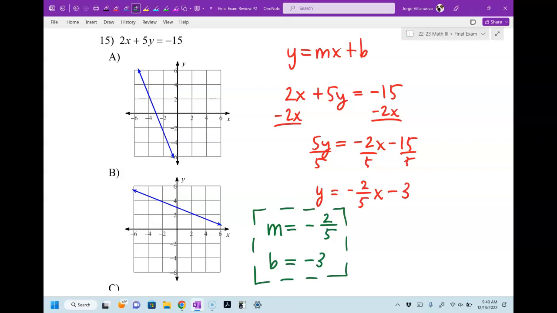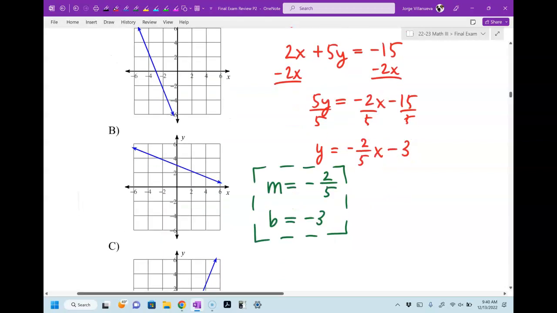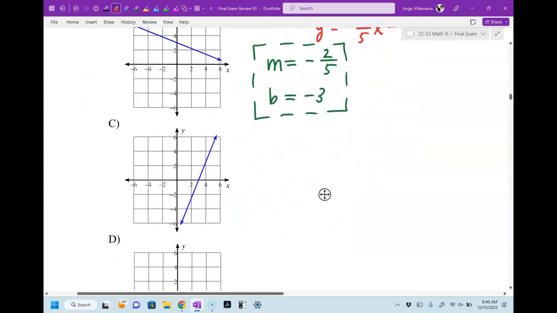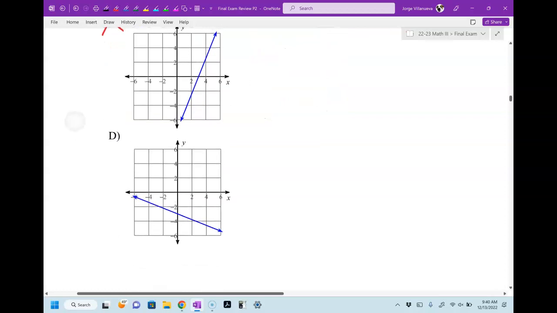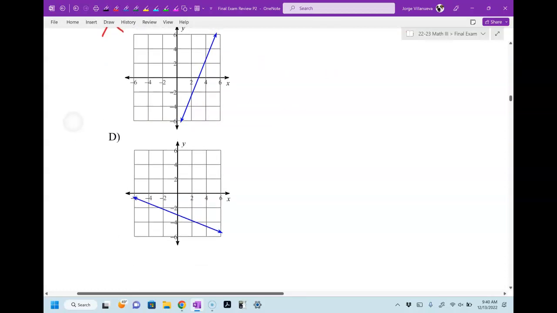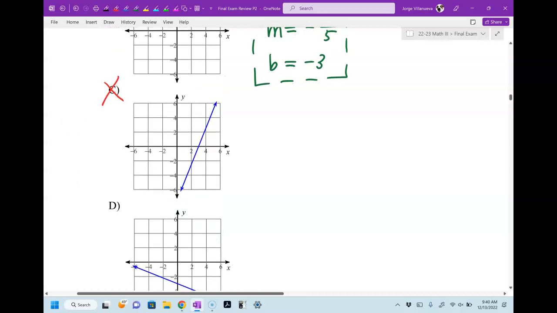So if I look, part A is going downhill, so that makes sense. B is going downhill, so that's okay. C is going uphill, so that's not good. And D is going downhill. So, okay, so far 3 out of the 4 are okay, but at least I eliminated one of them.